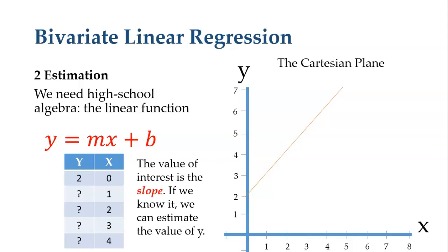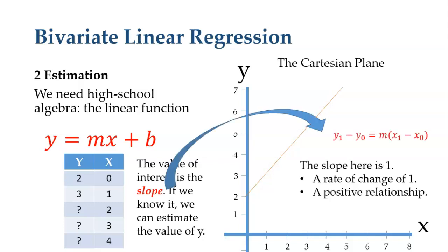Okay, the value that you want to estimate, because if you know the slope, you know the rest of the values of y. There's this very simple formula to estimate what m is, and in this case m is basically 1, so the rate of change of y relative to x is 1 unit, and this is a positive relationship. Okay, in such a way you can know the other values of y.